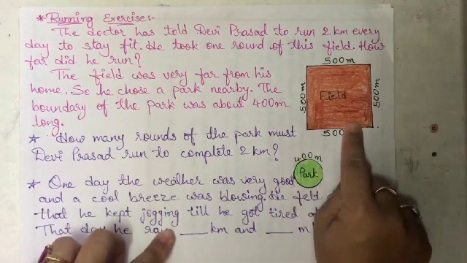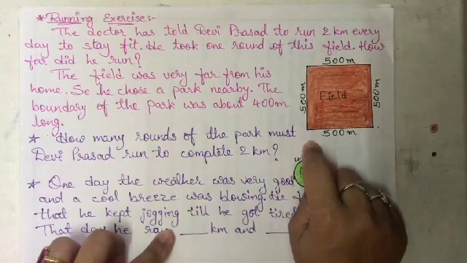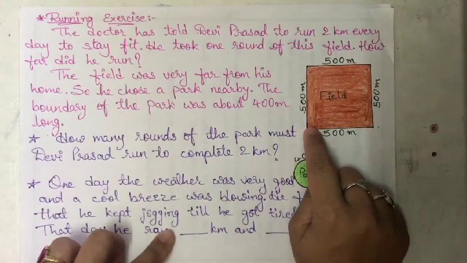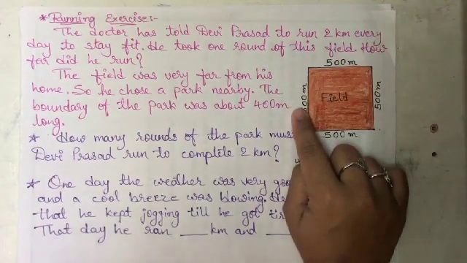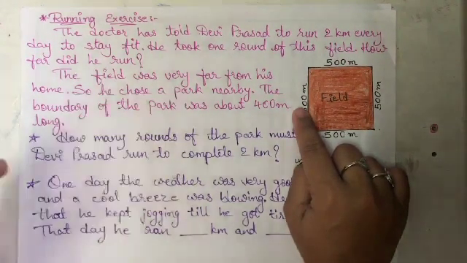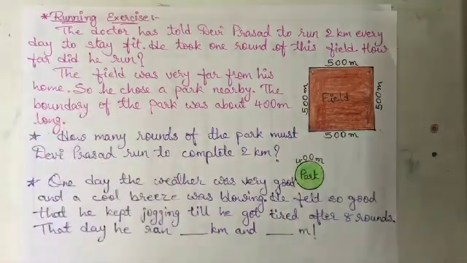So you can see that all the sides are equal. It means a square shape. Fine. So 500 plus 500 plus 500 plus 500. How much it will be? Simple. Let's do that afterward.